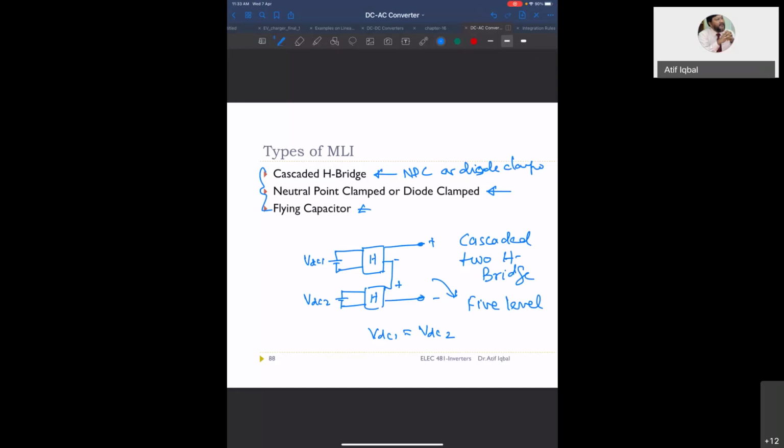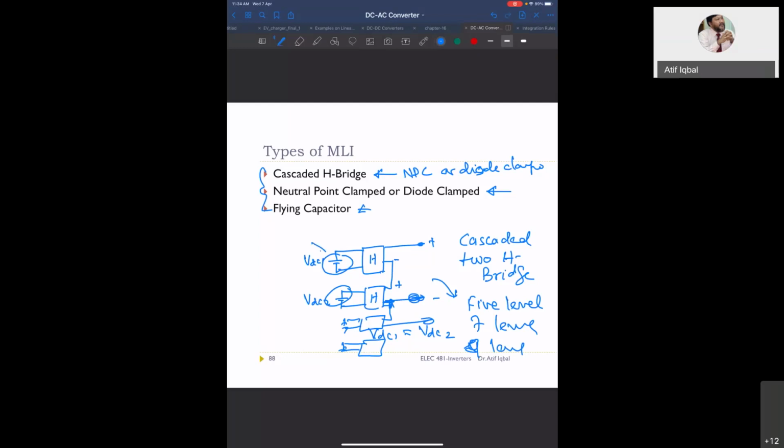If I cascade 3 of them, one more, it will be 7 level. If I cascade one more, it will be 9 level, like this. But what you need here is isolated DC sources. This and this are different sources. They are not the same. Although they have equal magnitude, they are different isolated DC sources.